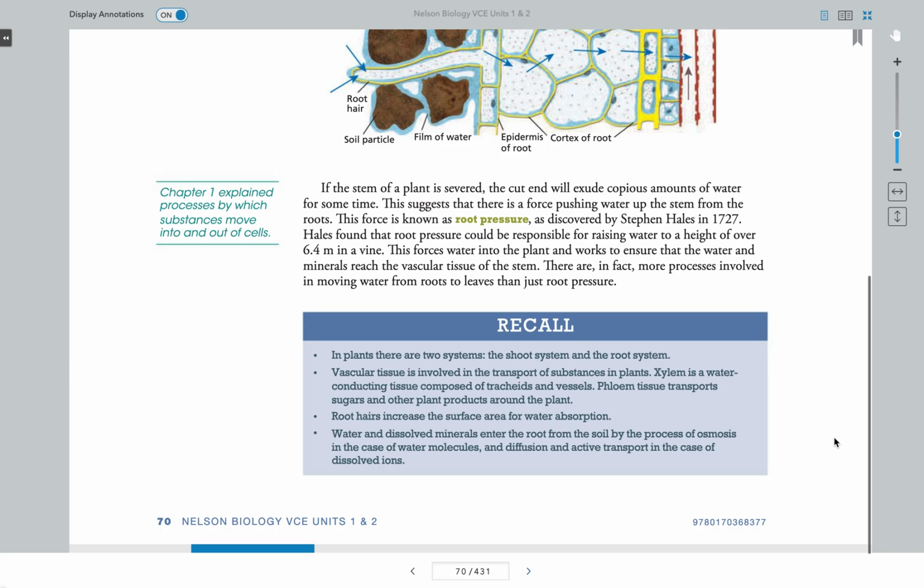Hales found that root pressure could be responsible for raising... Sorry, Steph, my dogs are going off. I'm going to read over the top of them.